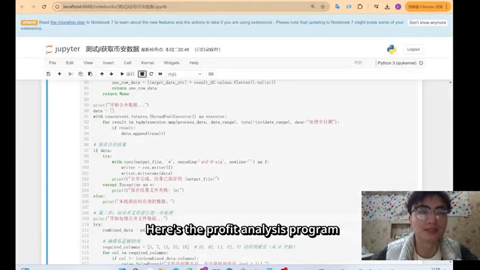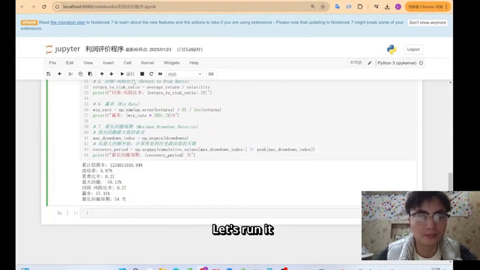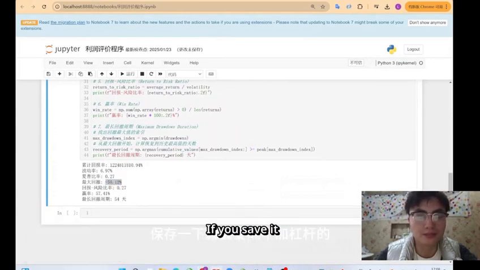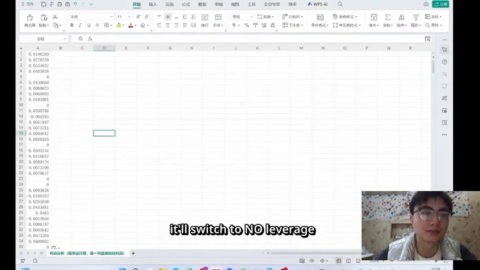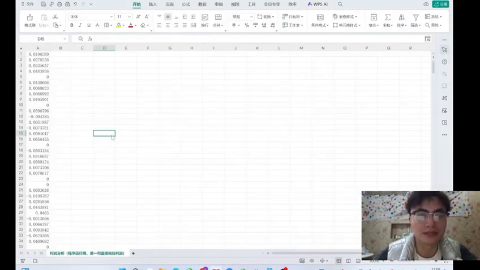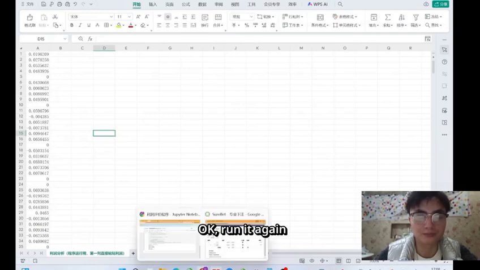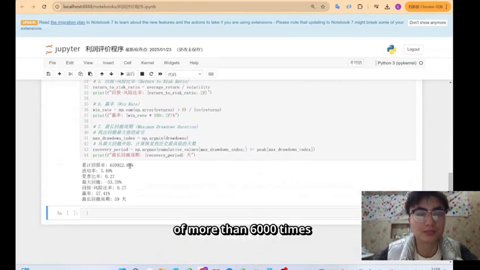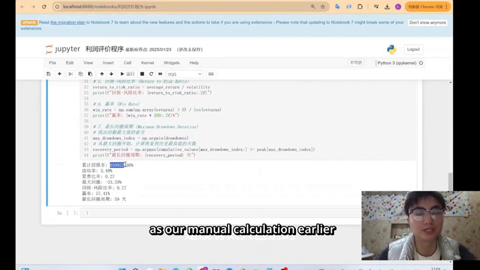Here's the profit analysis program. Let's run it. Okay, now it's done. This is with leverage, not saved. If you save it, it'll switch to no leverage. Let's save it. Okay, run it again. No leverage gives a result of more than 6,000 times, pretty much the same as our manual calculation earlier.